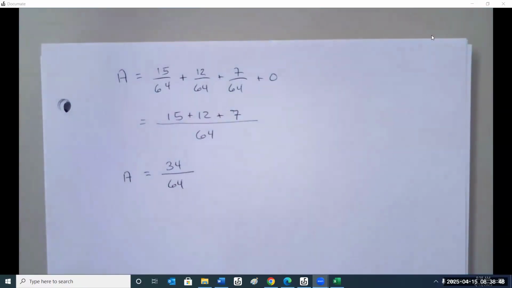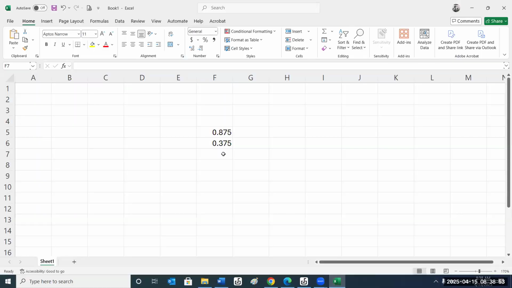I need a decimal of that. So this should give me a decimal of that. This equals 0.53125. So that's the lower area.